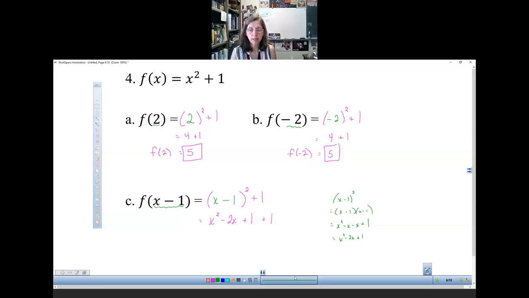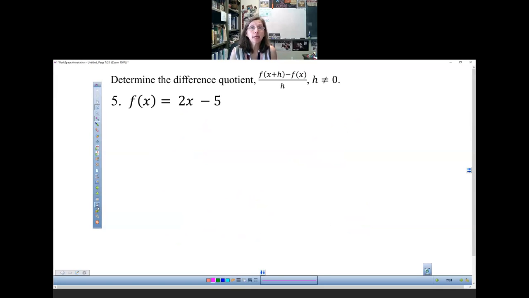All right, so I'm going to finish this up, and I'm going to get x squared minus 2x plus 2. And so f of x minus 1 is this entire expression, x squared minus 2x plus 2. Make sure you do simplify it, collect together like terms. Questions? All right.